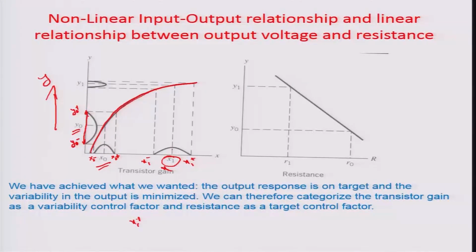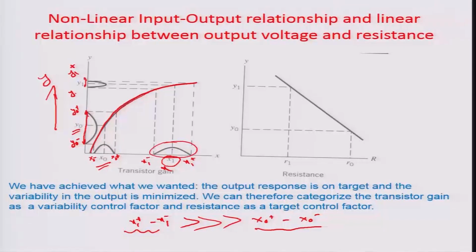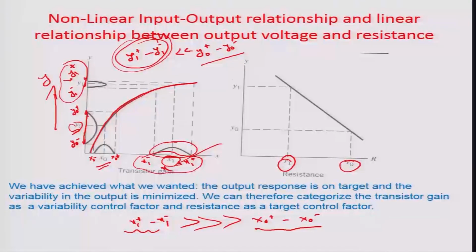So, x 1 plus minus x 1 minus is definitely much greater than x 0 plus minus x 0 minus. So, you are accommodating a higher amount of gain range, but the overall effective variation between y 1 plus and y 1 minus, the two extremities with mean around y 1, is much lesser in comparison to y 0 plus minus y 0 minus. I am sorry, the sign needs to change, much lesser here.